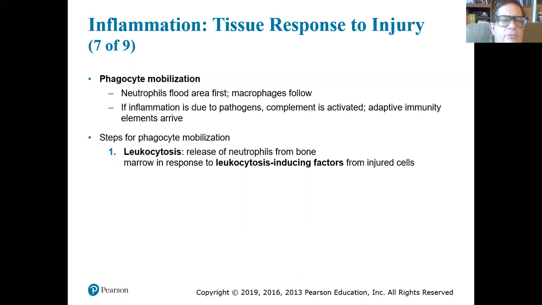We're going to talk about how you mobilize phagocytes to join the fight against a pathogen, an invader. The first thing you do is leukocytosis. You're saying we've got to get some white blood cells. We're going to release neutrophils that we're developing in the bone marrow. We're going to make them grow up and release them really fast. That's because the cells that are injured or at the site of infection release leukocytosis inducing factor. It's just a chemical that says, hey, we need white blood cells, we need neutrophils, send them now.